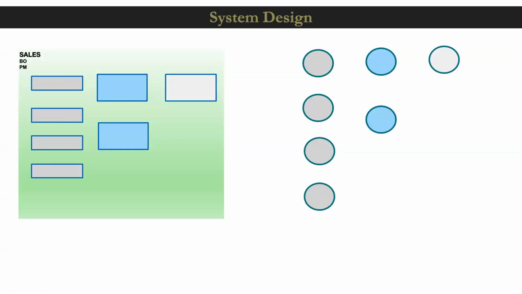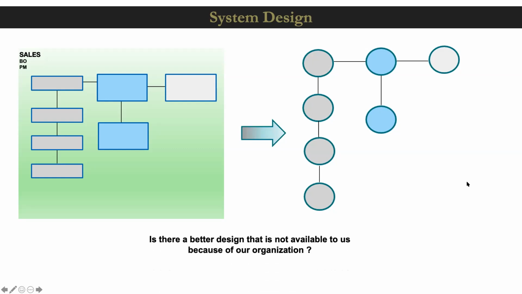So for example, sales: if this is how a sales organization has been set up, the software that comes out of it would try and recreate the pattern. So the question that we are asking here is, is there a better way that is not available to us, or is there a better design not available to us because of the way we are organized?